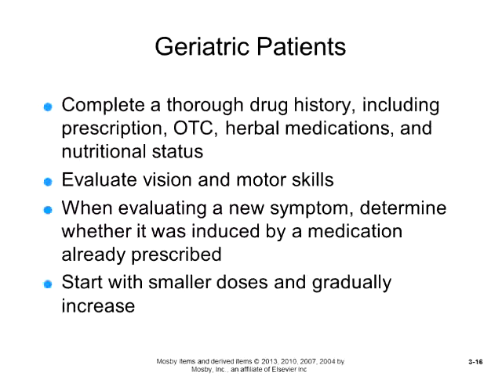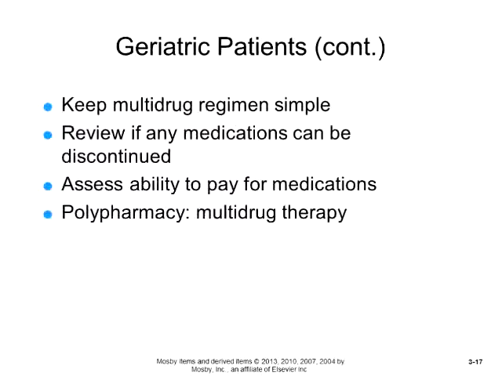So if you have a geriatric patient who's having dizziness or they're falling, the first thing you need to look at, besides their physical exam, is the medication, because a lot of times it's a medication that's causing the problem. In our geriatric patients, we do start with smaller doses and then gradually increase. You want to keep a multi-drug regimen simple.